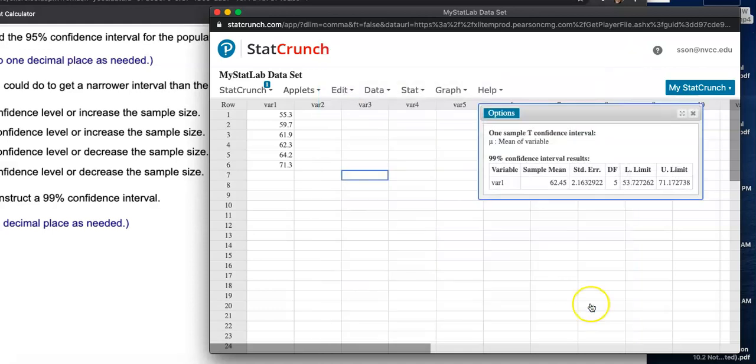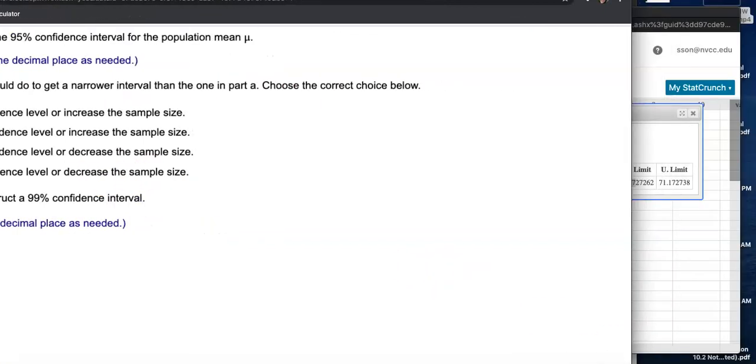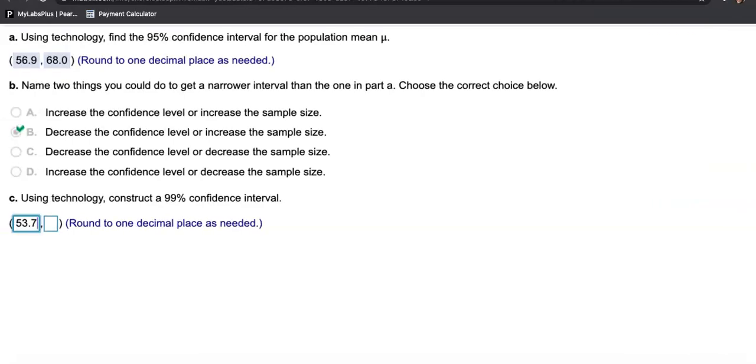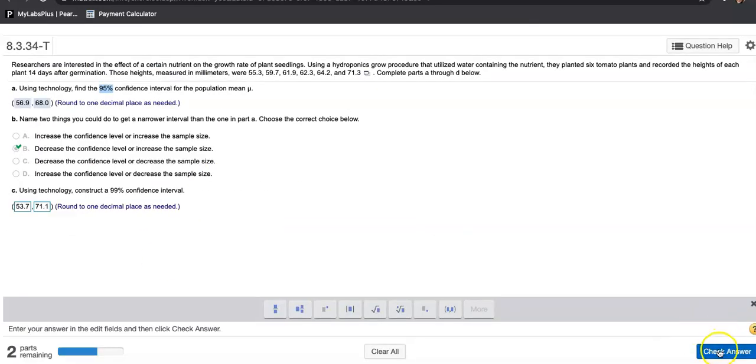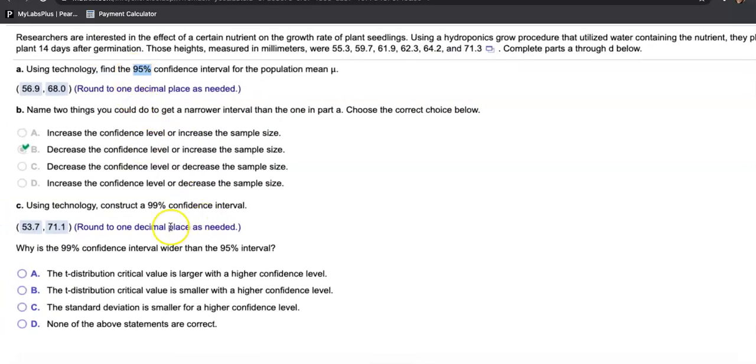So compute it, ta-da! The lower bound is 53.7, and we'll talk about how this connects with what we just did in part B. The upper bound is 71.1. Now we went up, you see, from 95%. Let me go ahead and check that's correct, by the way. Okay, that's good. So we went from 95% to 99%.